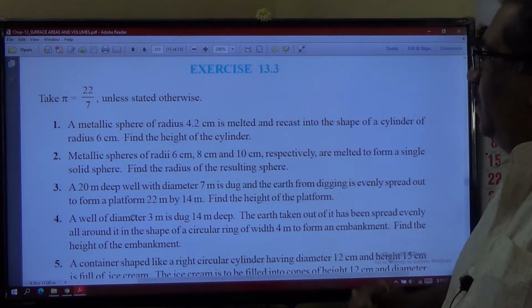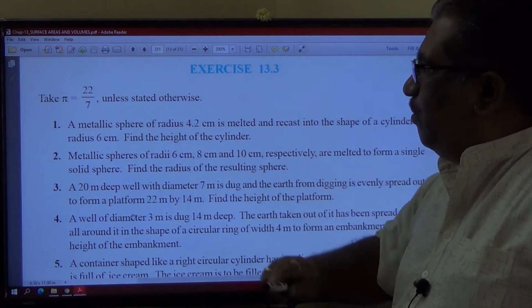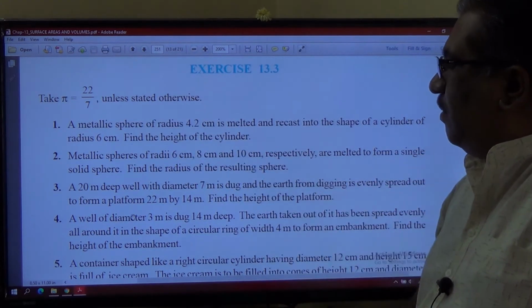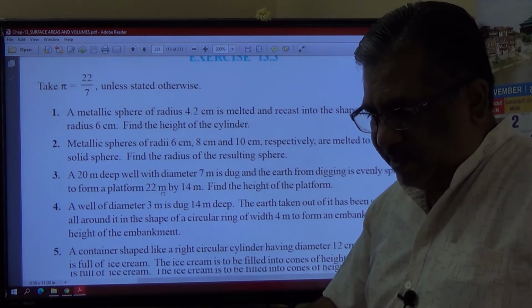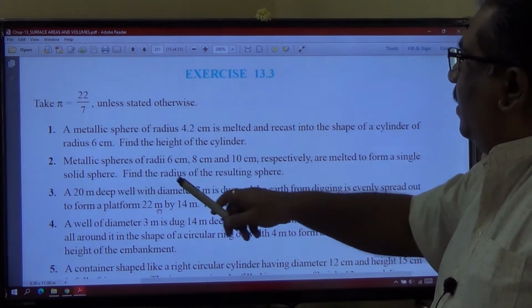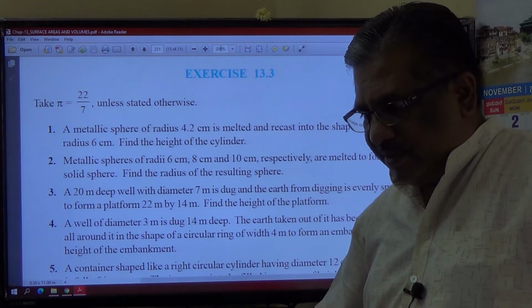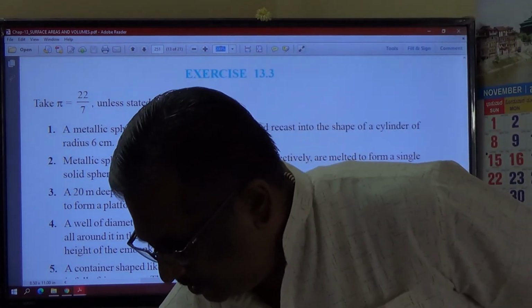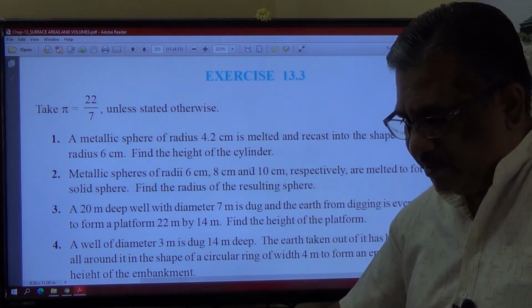Exercise 13.3. Here take pi equals 22 by 7 unless stated otherwise. The first question, let me see whether you are able to see it clearly. A metallic sphere, just a moment, I'll adjust the font a little bit to 25%. I hope you are able to see clearly.